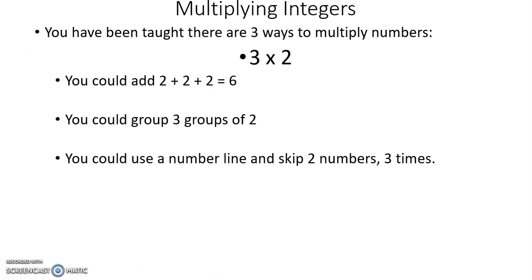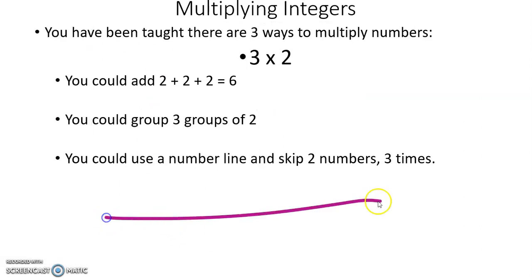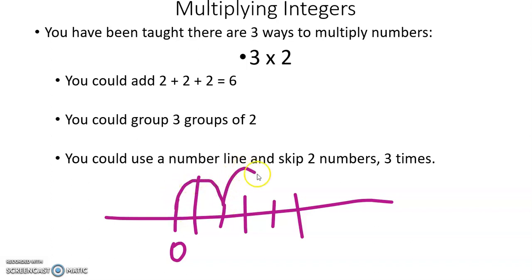So, there are 3 ways you've been taught to multiply numbers. You've been taught it's repeated addition, add 2 plus 2 plus 2. You were probably taught 3 groups of 2, and you might have even been taught a number line where you go like this, and you're like, hey, here's 0. We're going to skip 2 numbers 3 times. Jump, jump. One more. Jump. Landing at 2, 3, 4, 5, 6. Jump to 2. Jump to 4, jump to 6, 3 jumps of 2. Okay?